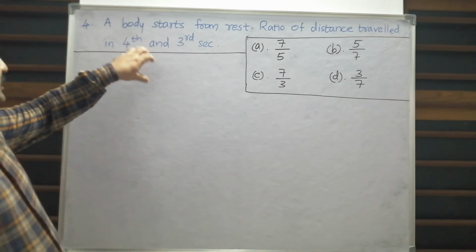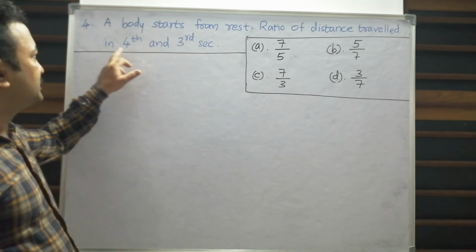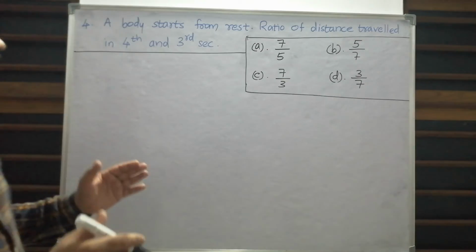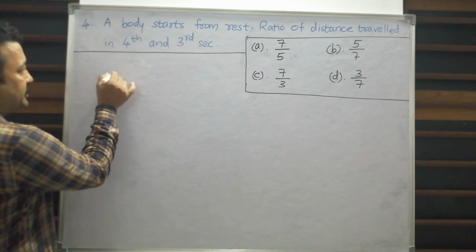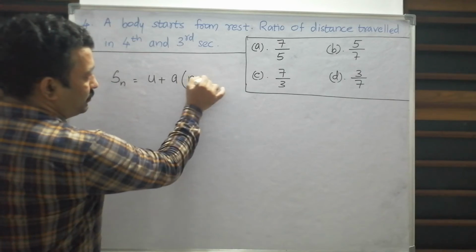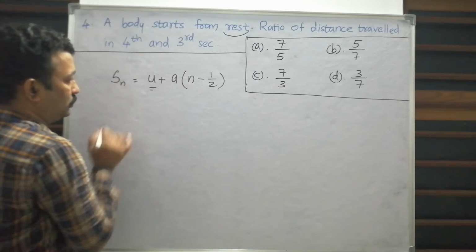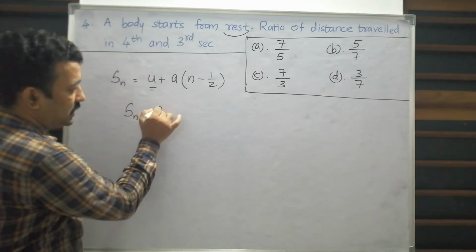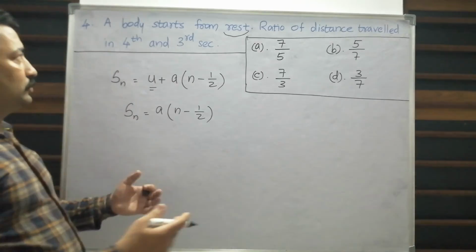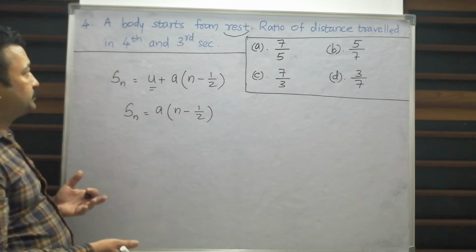Here it is given the fourth question, like a body starts from rest, ratio of distance travelled in fourth and third second. Problem is still based on the nth second motion. We know nth second displacement is equal to u plus a times n minus 1 by 2. It's given that it is starting from rest, that means u is 0. So our relation turns to be a into n minus 1 by 2. And a for the particle is same at fourth and third second. So we are treating it as a uniform acceleration motion, otherwise we cannot do this problem.